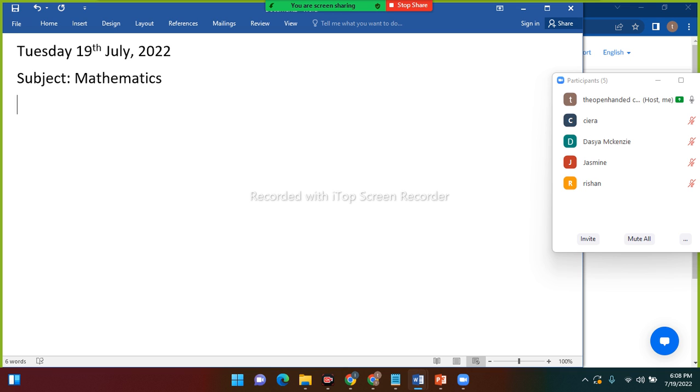Remember that as I am writing, please copy down the notes so that you can have a copy of your own notes and so that I can know that you're following along. So the topic is rules of exponents. We're continuing, and hopefully we can finish up what we started.